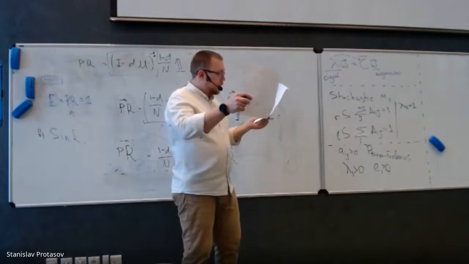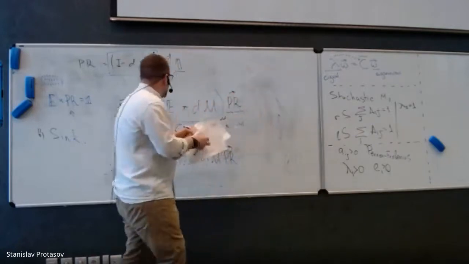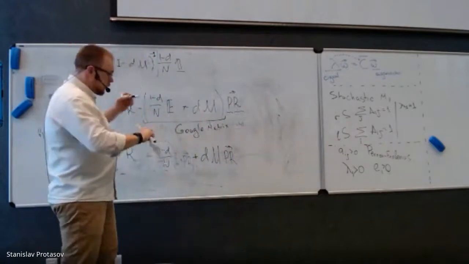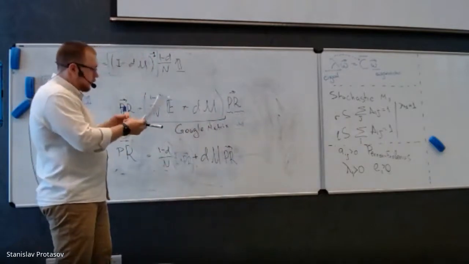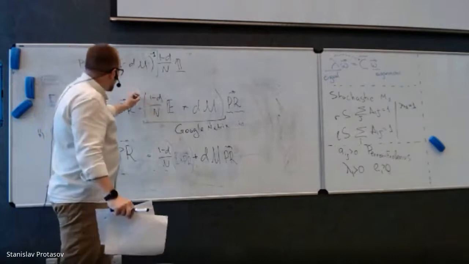The last step, I think. So we defined the Google matrix. I will draw a bold blue box around it.